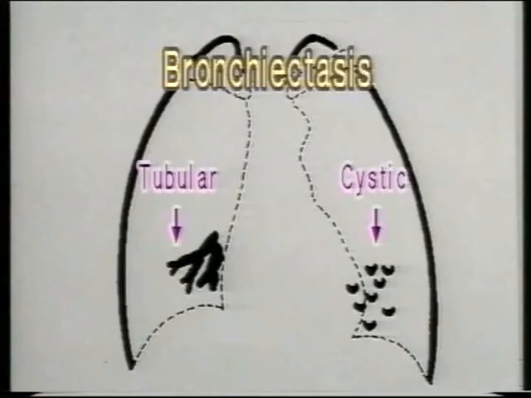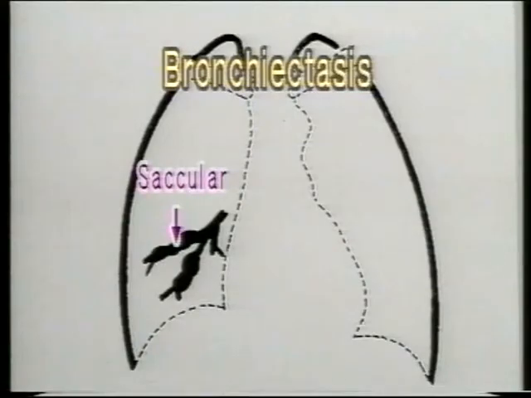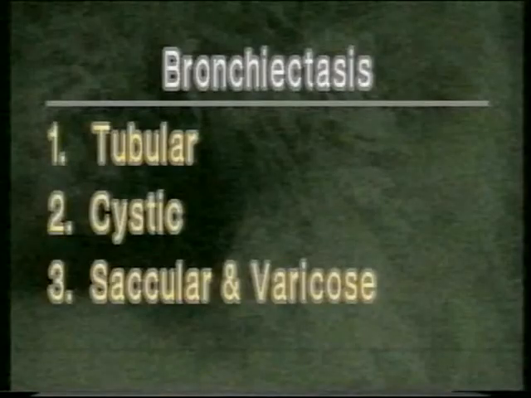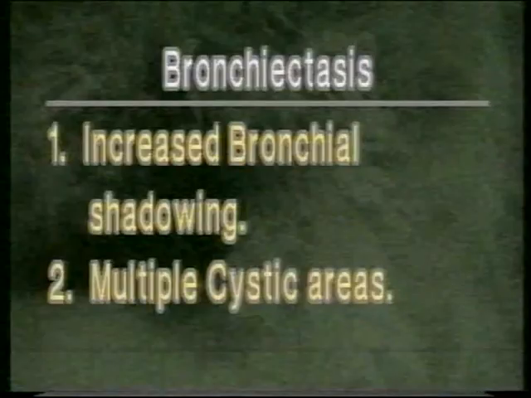In tubular bronchiectasis, the bronchi are dilated uniformly and have parallel walls. In cystic bronchiectasis, the bronchi are dilated like balloons, giving cystic areas 1 to 2 centimeters in diameter. And in saccular bronchiectasis, the bronchi show areas of widening interspersed with constrictions, giving a varicose or corkscrew appearance. To revise, bronchiectasis is of 3 main types: tubular, cystic, and saccular, as seen on bronchography. On plain X-ray, there is increased bronchial shadowing, which may contain multiple thin-walled cystic areas.